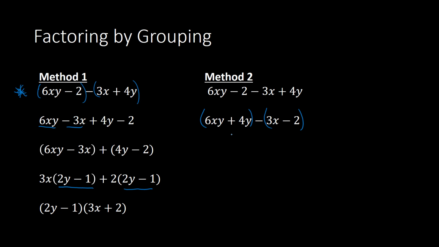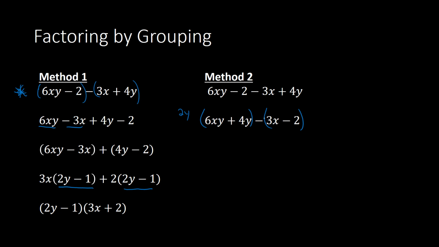There's another way we could do this, where looking at the first set of terms, 6xy and the 4y, the GCF of those two terms would be a 2, and then they both have a y in common. So we can factor out a 2 and a y.